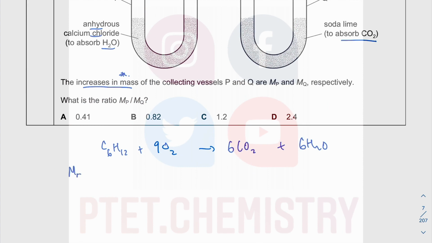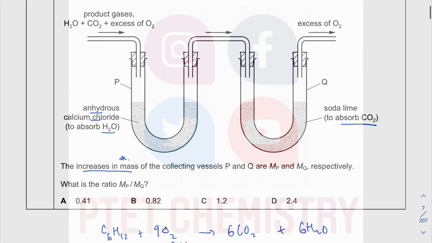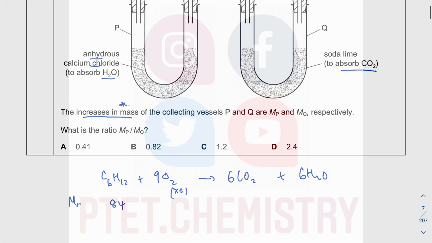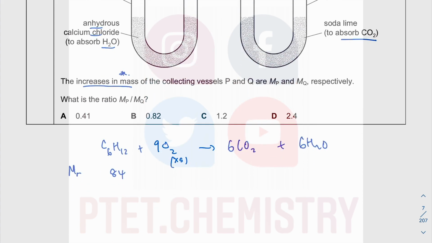If I just work out the MR, molecular mass, 12 times 6 plus 12, that is 84. Okay, I don't care about the oxygen because this is in excess. If you had a look there, excess of oxygen, you use excess anyway. And then the MR is for 1 mole, okay? That is the definition of molecular mass, the mass for 1 mole of the substance, yeah? CO2 is 12.0 plus 16.0 times 2, that is 44. Okay, the H2O is 18.